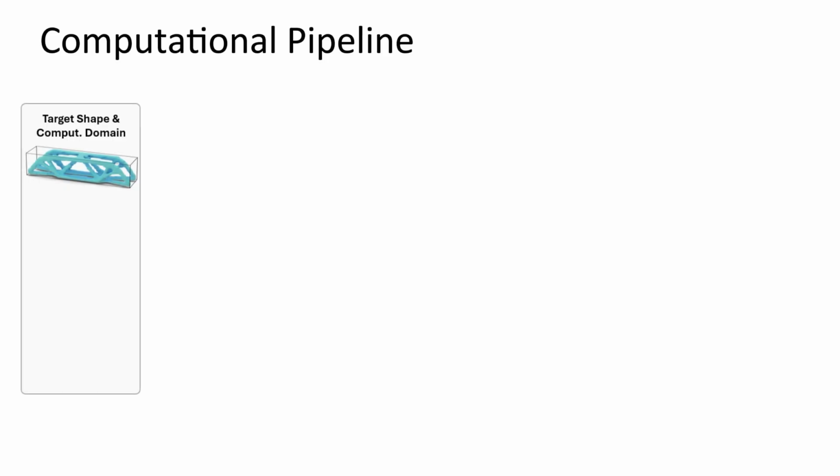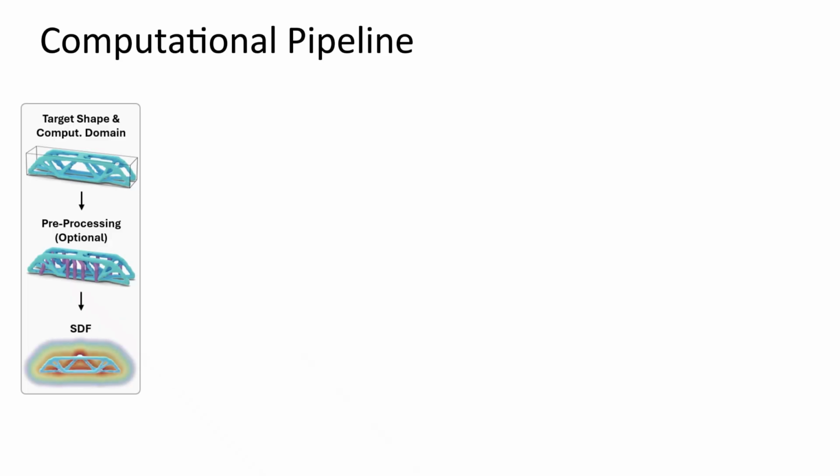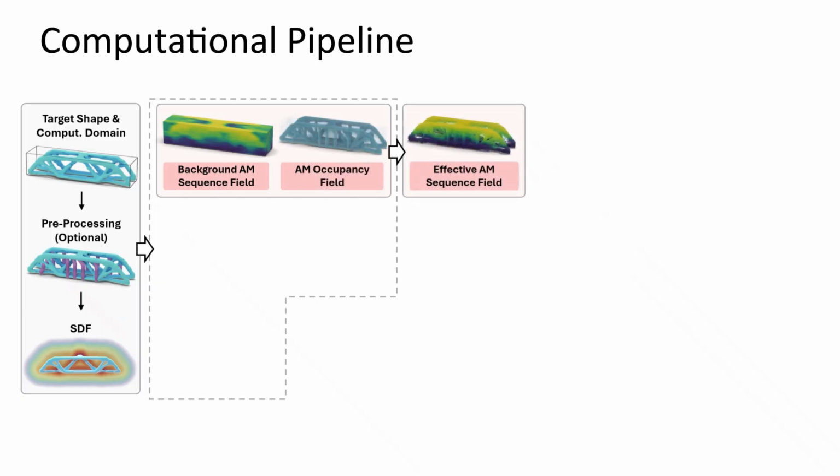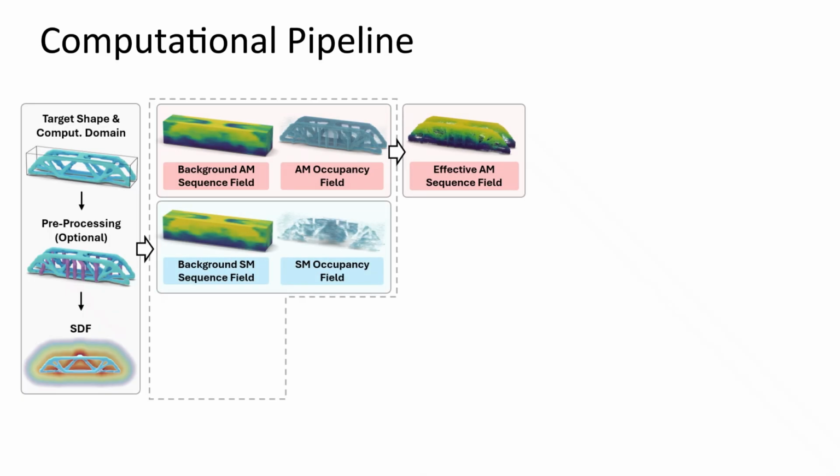Given an input shape, after applying an optional pre-processing step for adding removable support, its signed distance field is constructed. 5 neural fields are employed for process planning. The AM sequence field and the AM occupancy field jointly determine where and when material deposition should be applied. Similarly, the SM sequence field and the SM occupancy field determine where and when the already printed materials should be removed by subtractive operations, such as milling.